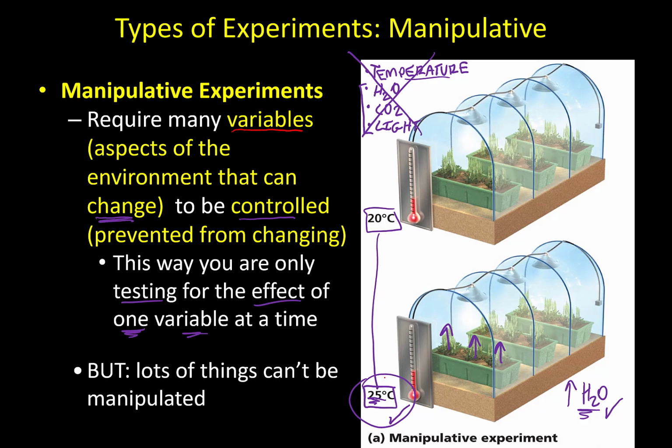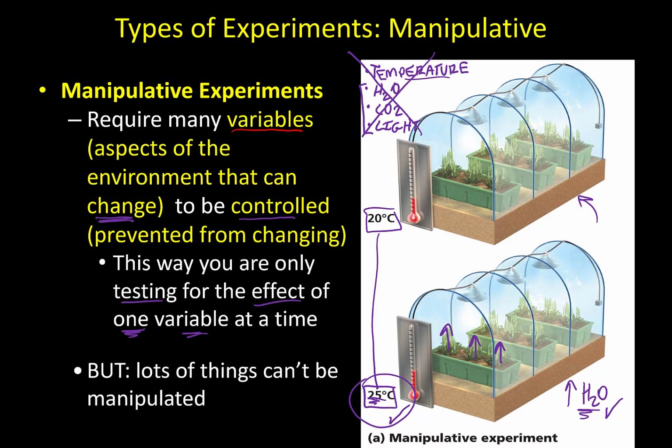The reason we're able to do this with manipulative experiments is usually they aren't done out in the wild. They're done in places like these greenhouses or in laboratories. In other words, really controlled settings that are often a little bit artificial. Manipulative experiments don't tend to reflect real-world complexity for this reason. They can sometimes be oversimplified.